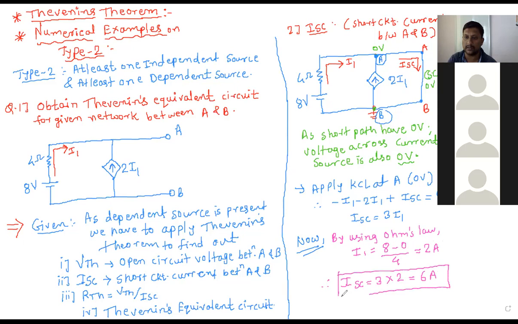Now got the answer? ISC? Yes or no? Okay. So we got ISC is equal to 6 ampere. Now next काय करायचं आपल्याला? RTH. We have to find out RTH and then Thevenin's equivalent circuit you have to draw here. So we can draw here in the left hand side.